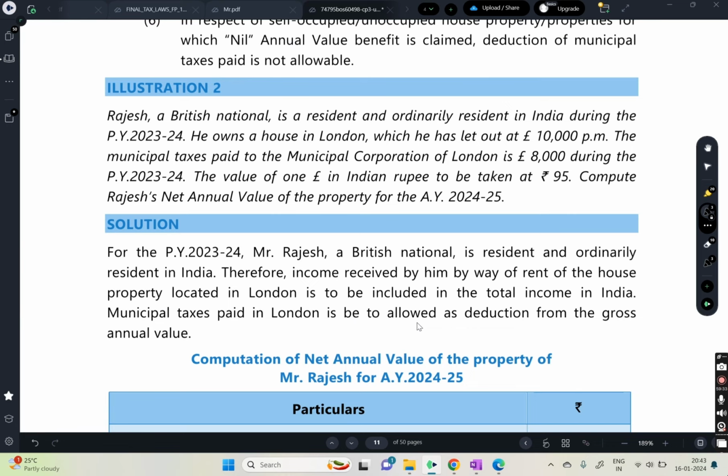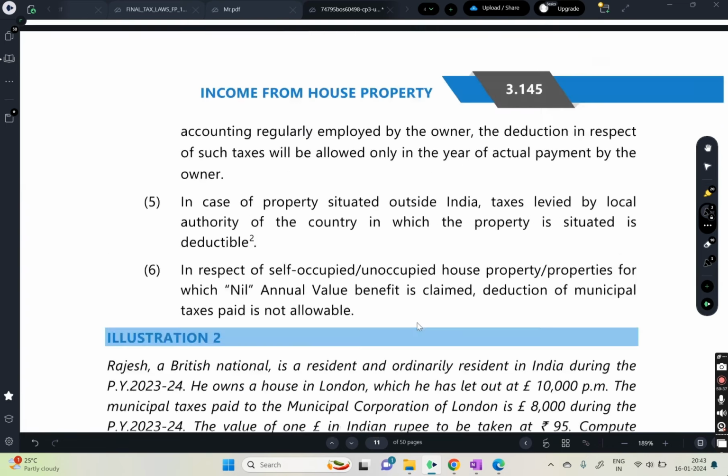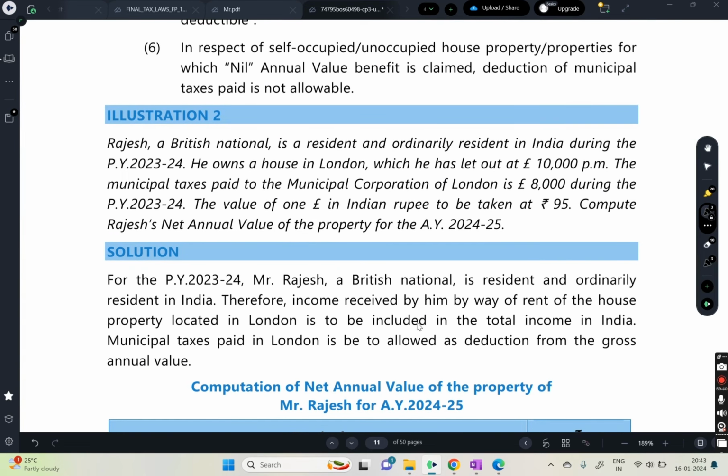Yeah, and one more thing: what if the property we discussed is situated outside India? If the property is situated outside India, then why do we care? It is not in India, then we don't tax it.